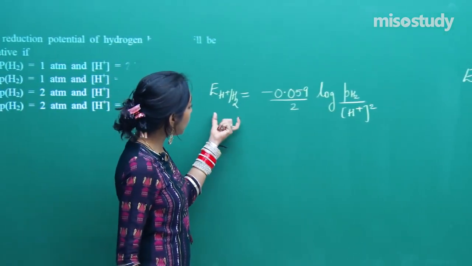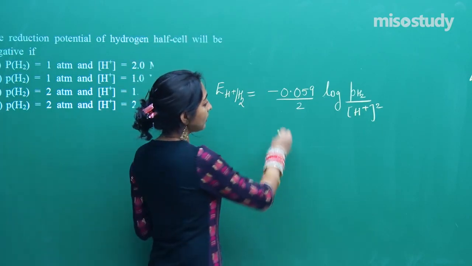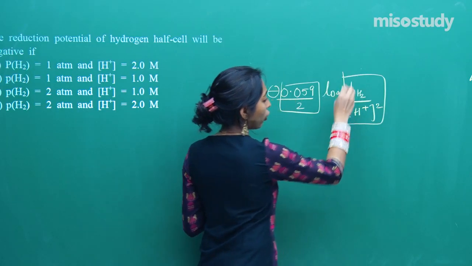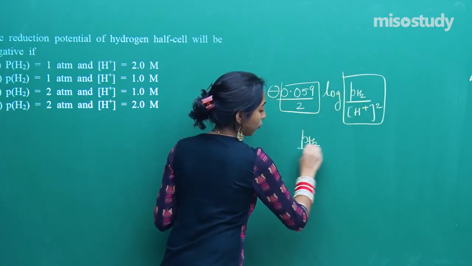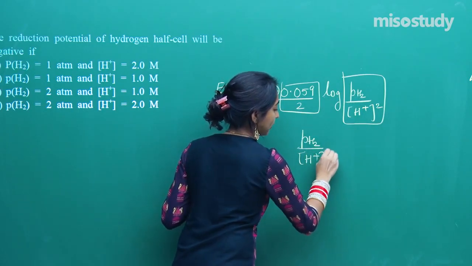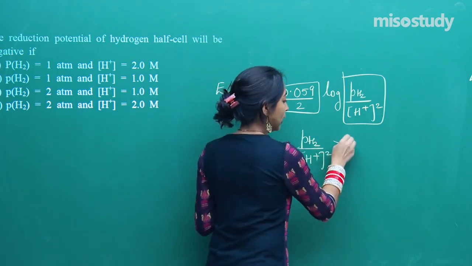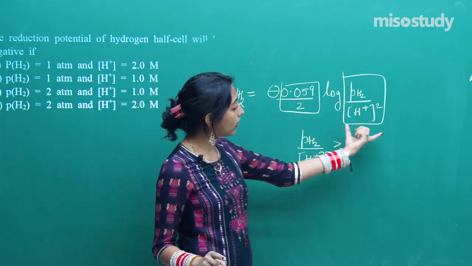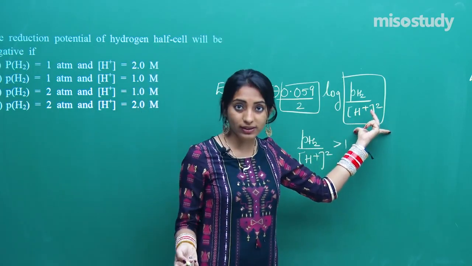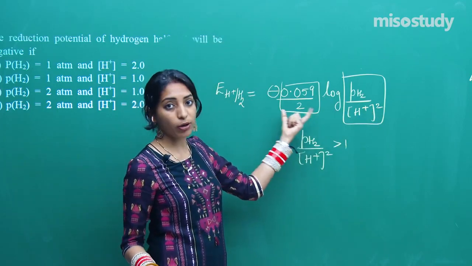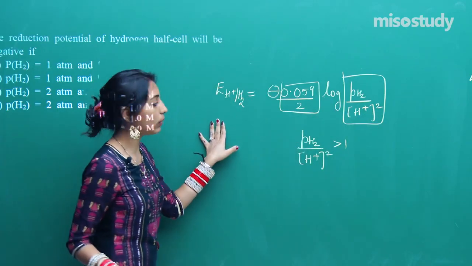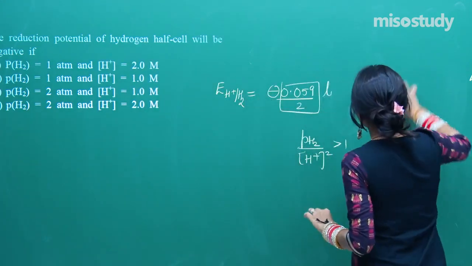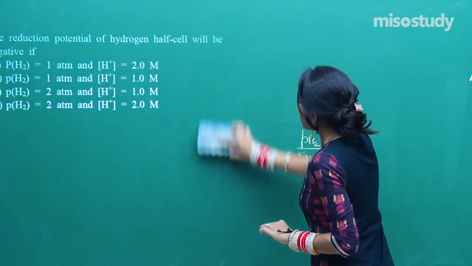Okay. If we want E to be negative, see this negative is already there, this is positive. So I just need to make sure that pressure of hydrogen by concentration of H plus raised to the power 2 should be a value greater than 1, not 0. If this value will be greater than 1, then log of something greater than 1 will be positive. When log will be positive, and one negative is already there, then E will be negative, right? So let's start putting in the values which are given.